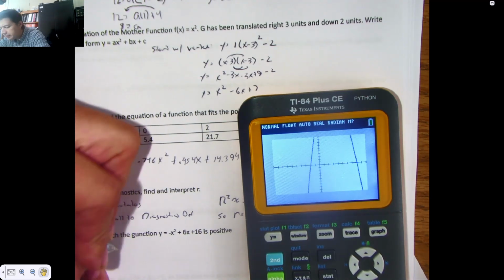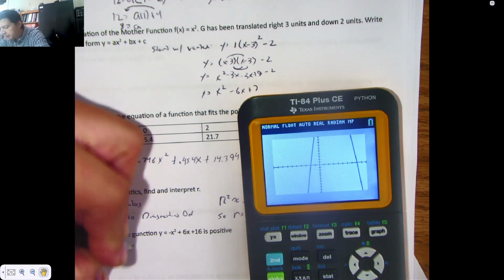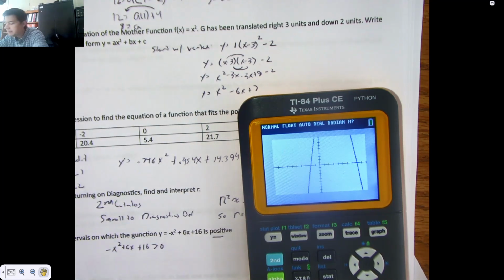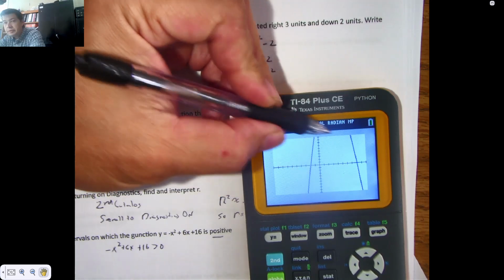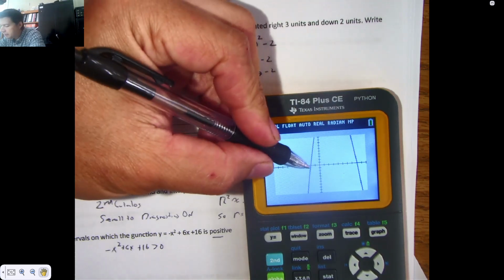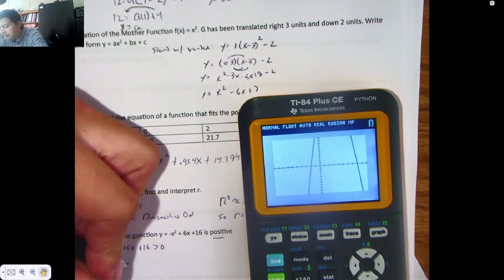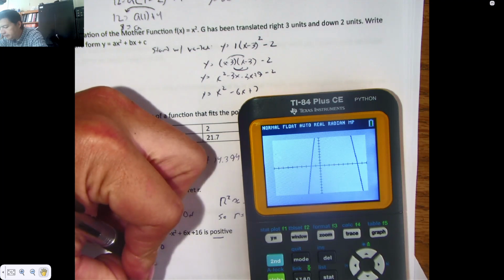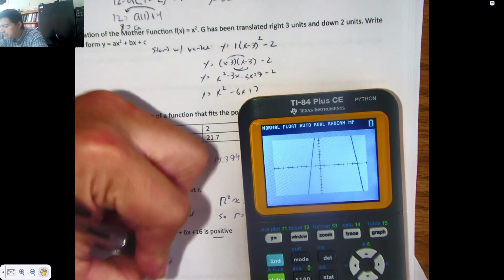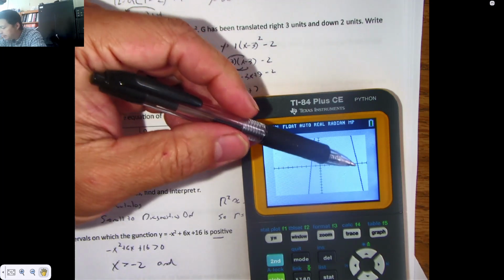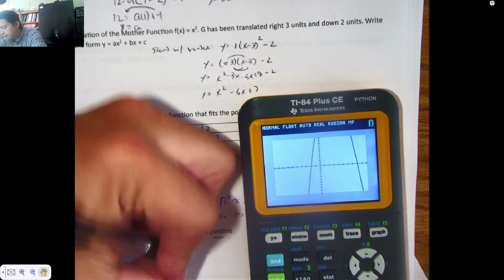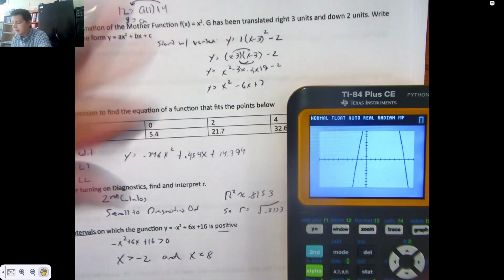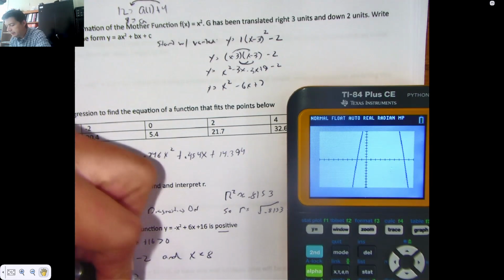In other words, what they're asking you is, where is negative x squared plus 6x plus 16 bigger than 0? Because you're positive. And that's happening between here and here. That's happening so long as x is greater than negative 2, and at the same time, less than what, 8? Yeah. So as an interval, because they do want an interval, I am stuck between negative 2 and 8.